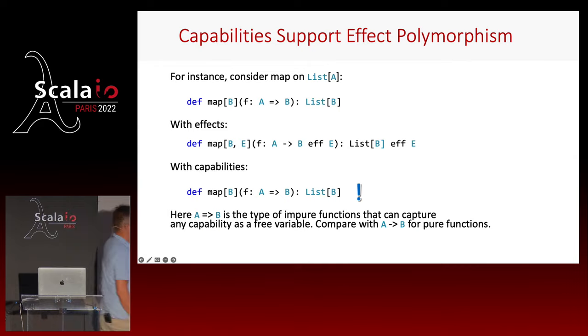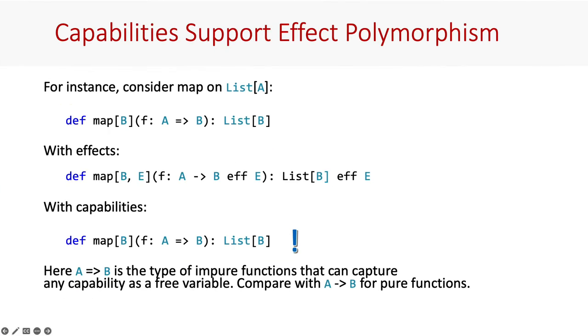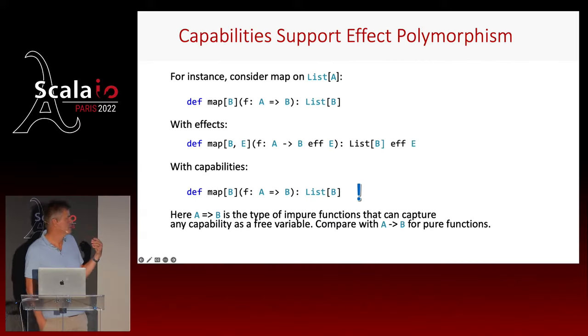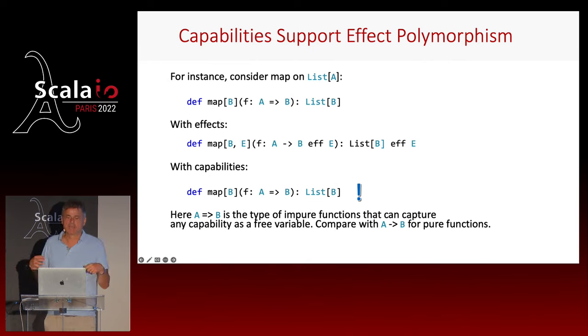The trick is that now the type of functions A double arrow B is the type of possibly impure functions, and these impure functions can capture any capability as a free variable. Remember, a function, we call that a closure. Why do we call it a closure? Because it can close over variables that it sees when we define it. So when we define a function, it can see a capability in its environment and says, okay, I take that. Dear map function, you don't need to pass it to me, I have it already. So I have the capability already, so I can perform whatever. Map doesn't need to be concerned with that. And that's the beauty of it.